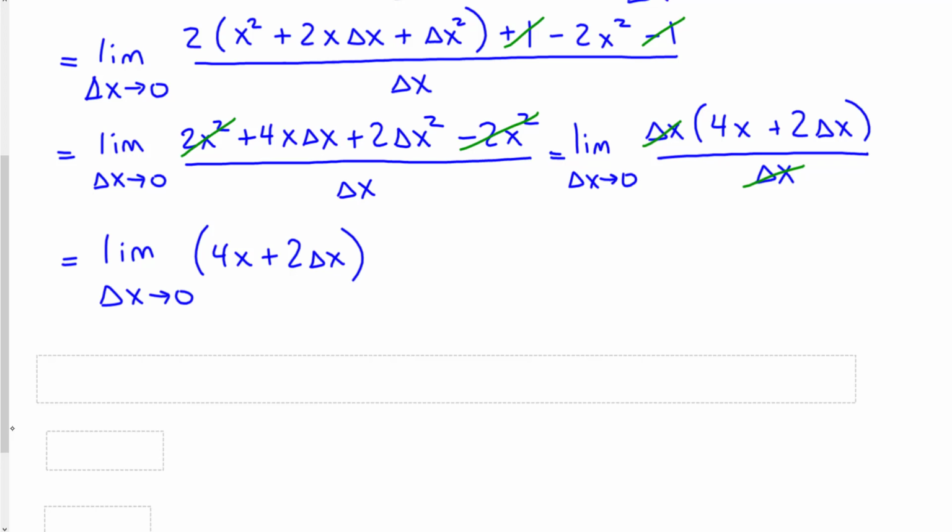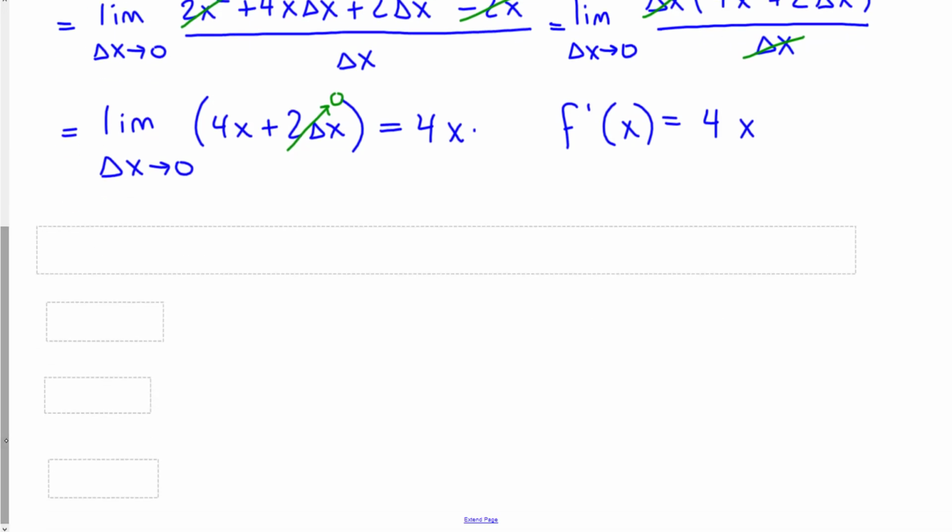And as delta x goes to 0, so I'm taking my limit this time, this whole term is just going to go to 0, and the result is going to be the function 4x. So what I have here is a derivative function, f prime of x equals 4x. So what that means is I can now evaluate my derivative at any point x simply by multiplying it by 4. And that would be equivalent to going through this entire limit process at each one of those points individually.